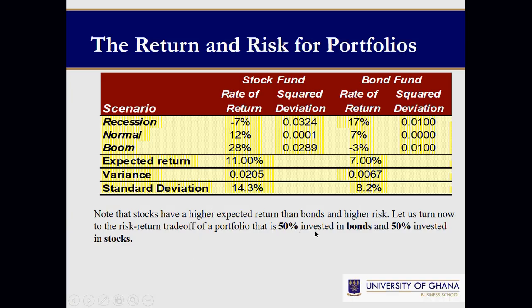That is 50% invested in bonds and 50% invested in stocks, right? So now we are investing 50% in stocks and bonds. Now let's see how it will affect our risk. When you are investing all your money in stocks, your risk is 14.3% and your average expected return is 11%. And if you are investing all in bonds, your risk is 8.2% and your expected return is 7%.